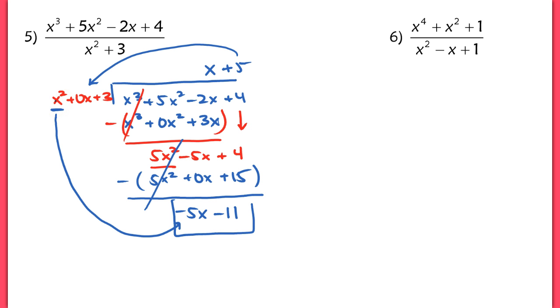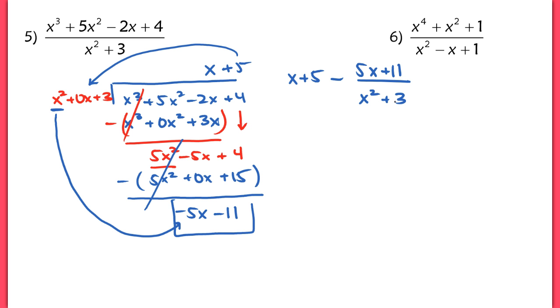All right, so anyhow, let's work on writing that remainder. Even though it's a polynomial here, even though you have 2 terms here, that's okay. Your final answer should be x plus 5 minus, in this case I'm going to write minus because I can factor out the negative from negative 5x minus 11 to write that as 5x plus 11 over my divisor x squared plus 3.